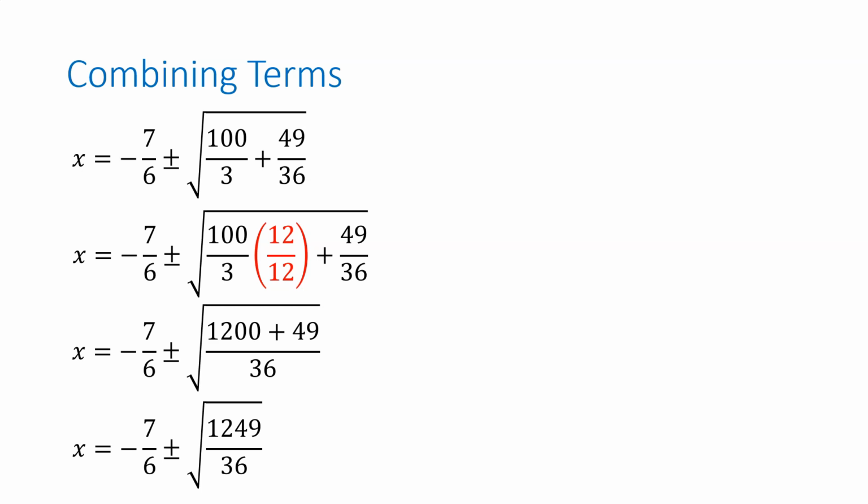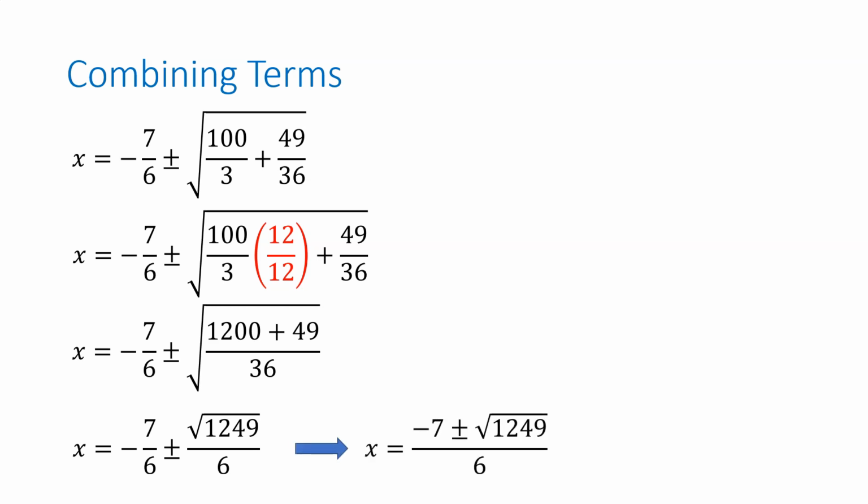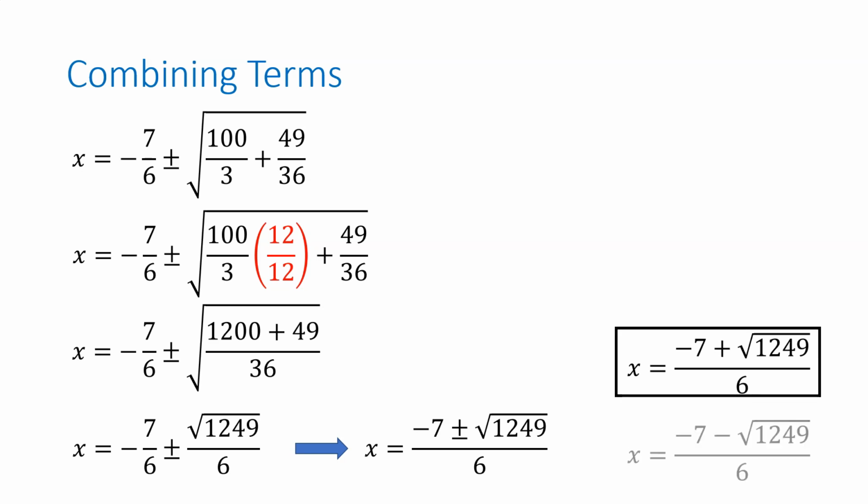This can be rewritten as square root 1249 over 6. So x equals negative 7/6 plus or minus square root of 1249 over 6. The denominators match, and we get negative 7 plus or minus square root of 1249 over 6. The two solutions are x equals negative 7 plus square root 1249 over 6, and negative 7 minus square root 1249 over 6. As you can see, the inclusion of fractions can add quite a bit of work to the solution.